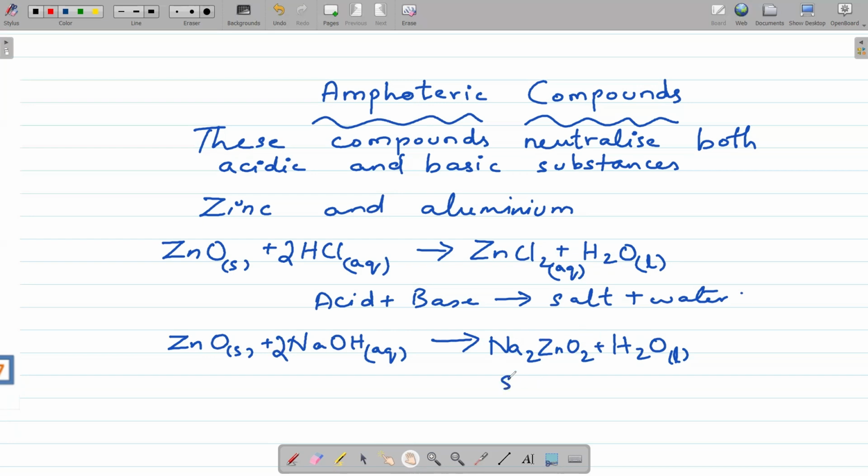So this is sodium zincate. This is sodium zincate. Okay. So this is how an amphoteric compound reacts. It neutralizes an acid and it also neutralizes an alkali. So this is about amphoteric compounds.